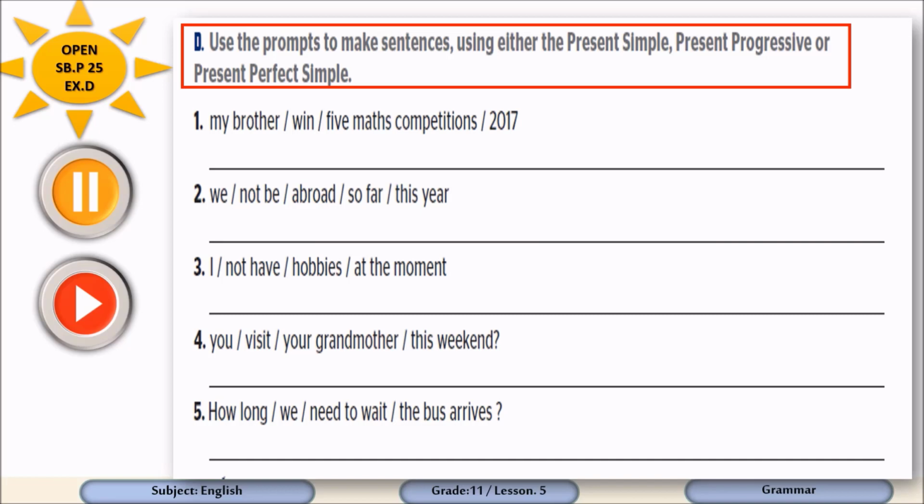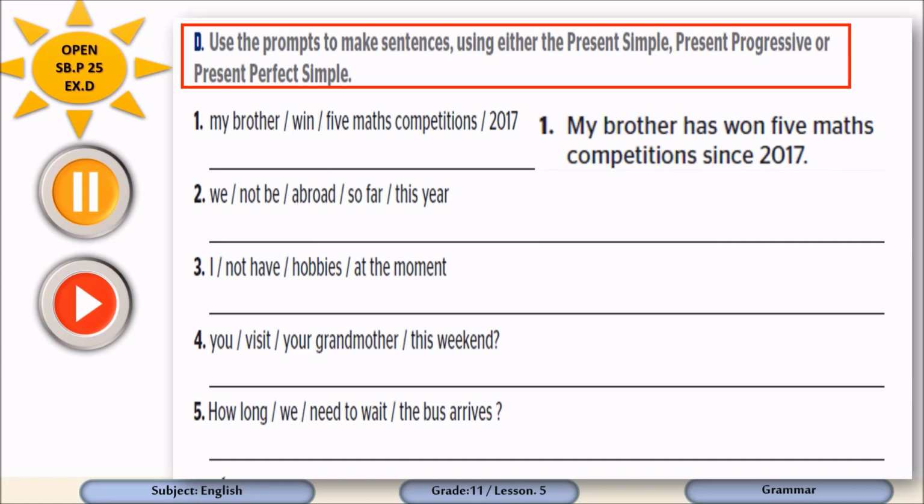Number 1, my brother won 5 math competitions 2017. The answer is: excellent. My brother has won 5 math competitions since 2017. So the action happened and finished. It's 2017, but still has a result in the present time. That my brother is still proud that he won 5 math competitions.